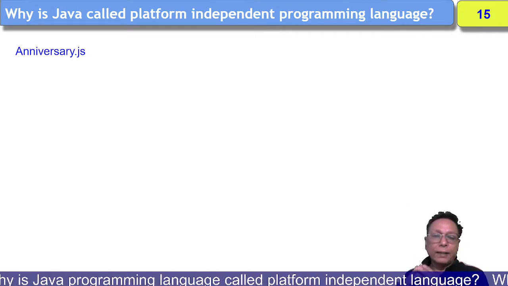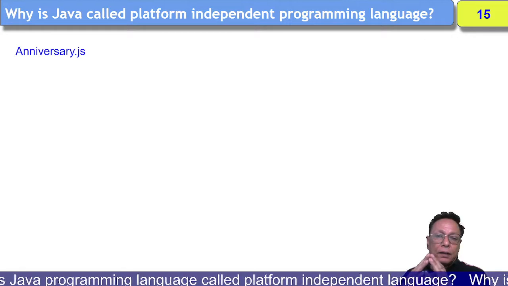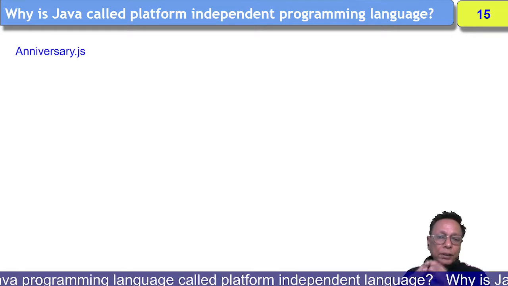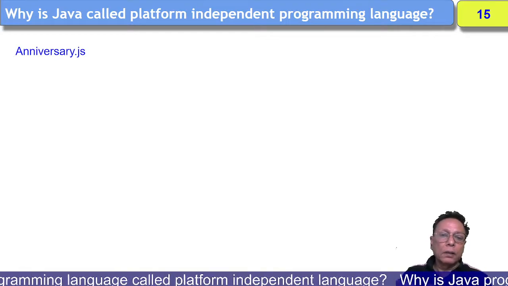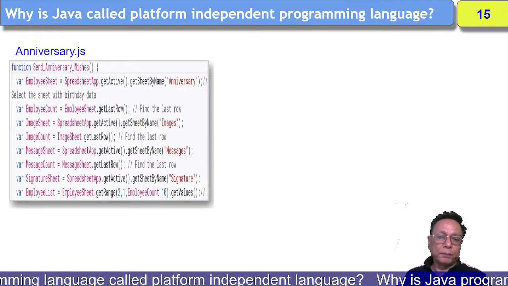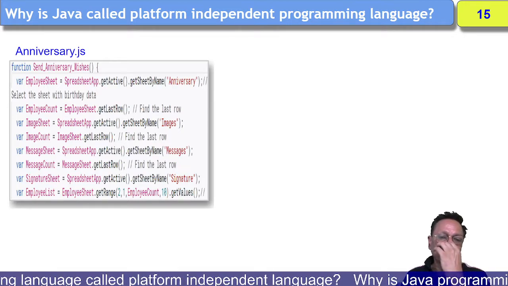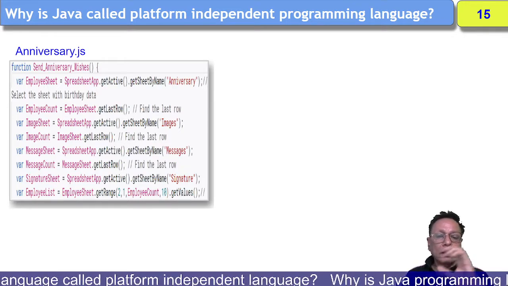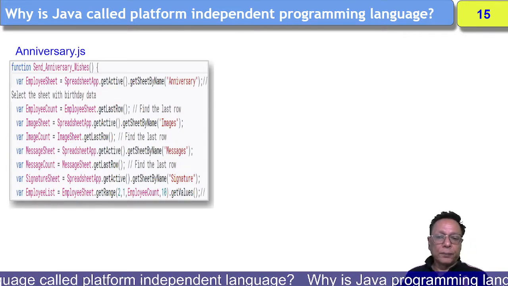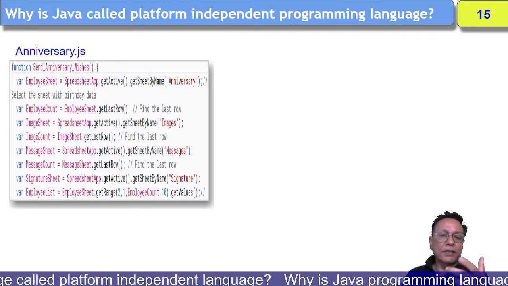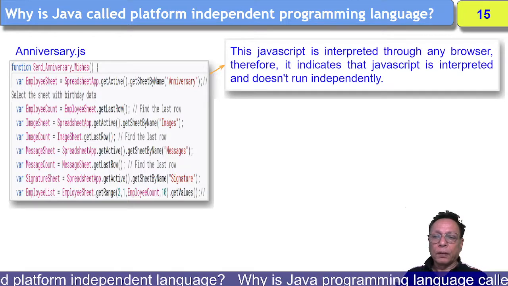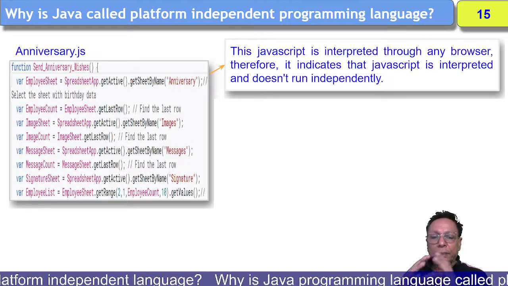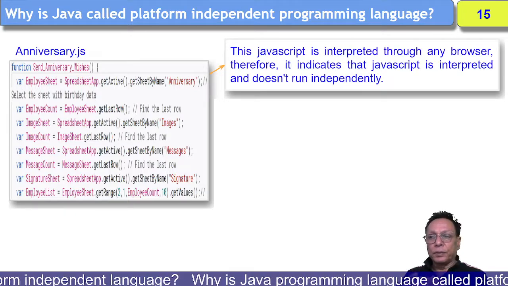In that case, the browser uses the interpreter to execute the JavaScript code. For example, this is JavaScript code. And how will you run it? To run this JavaScript program, we need a browser, and this browser interprets this code and gives the output.